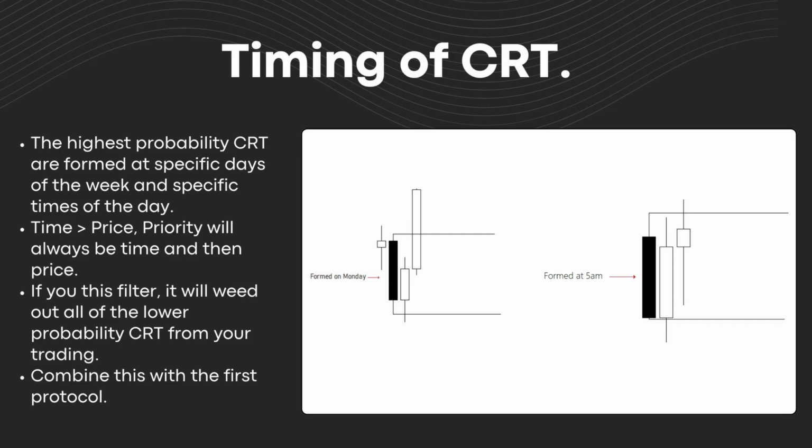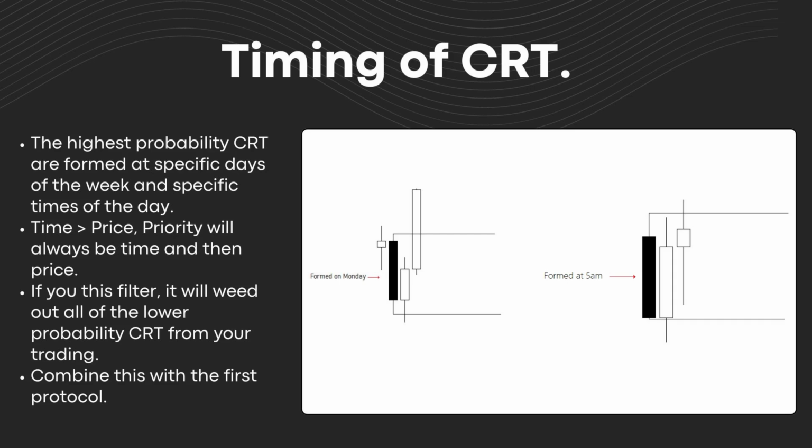For example, right here you can see that this candle range is formed on Monday. Mondays are usually ranging days where price sets up the initial hook for the rest of the week, and Monday basically determines the weekly range expansion and weekly profile for the rest of the week. So Monday is usually a good day for CRT to be formed.